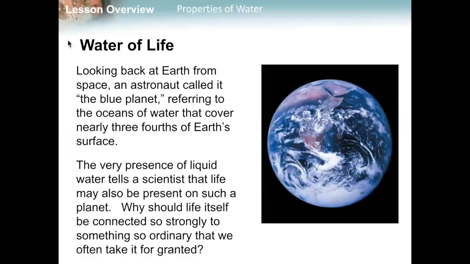Looking back on Earth from space, an astronaut called it the blue planet, referring to the oceans of water that cover nearly 3/4 of the Earth's surface. The very presence of liquid water tells a scientist that life may also be present on other such planets. Why should life itself be connected so strongly to something so ordinary that we often take for granted?